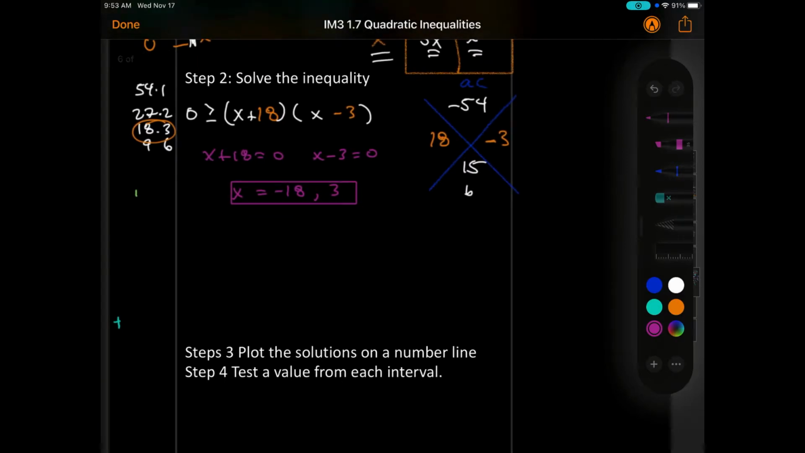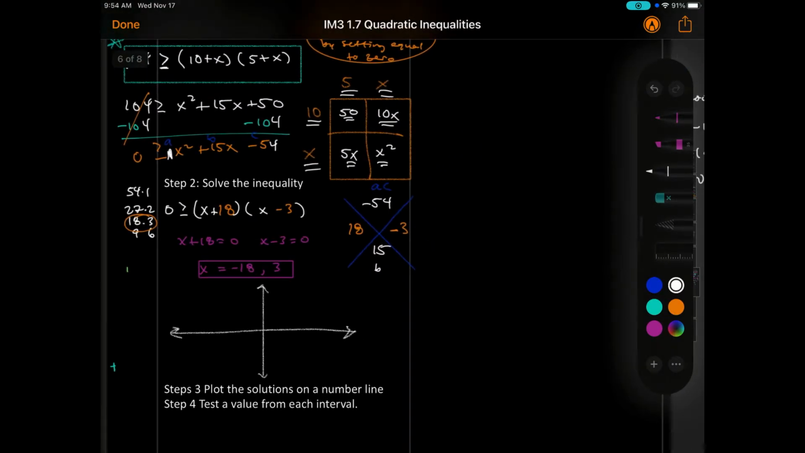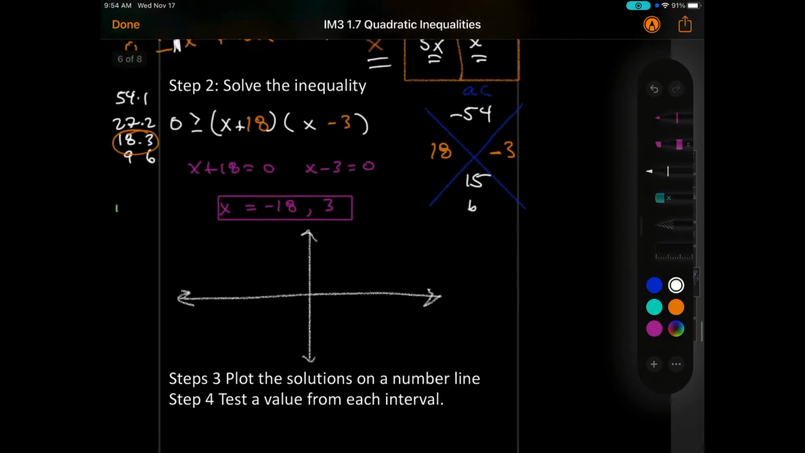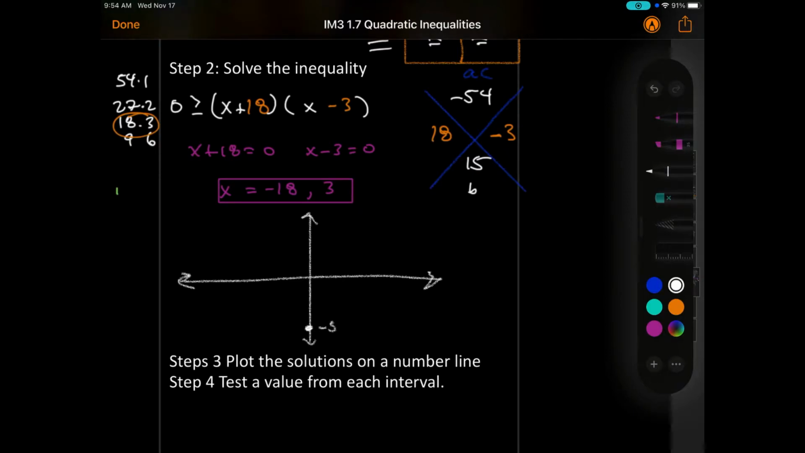Okay, let's go ahead and plot the solutions on a number line. And I know the parabola is facing up because a is positive. I know the c value is negative 54. And in pink, we just had 3, and let's say this is negative 18. So my parabola is probably going to look something like this.